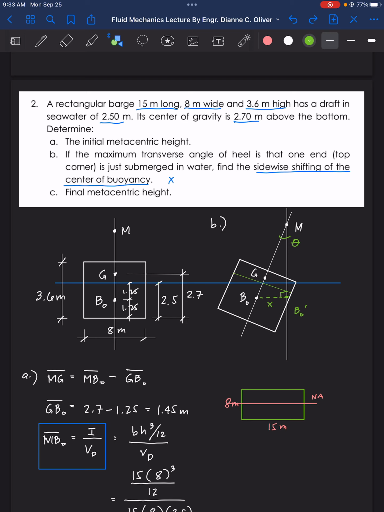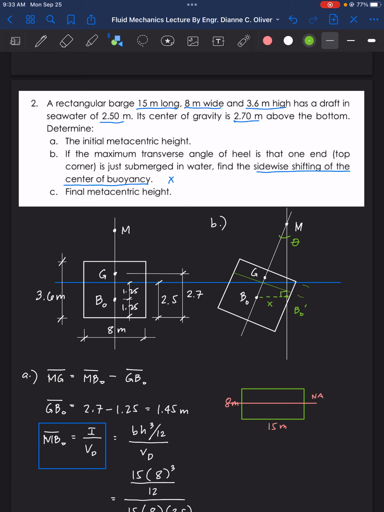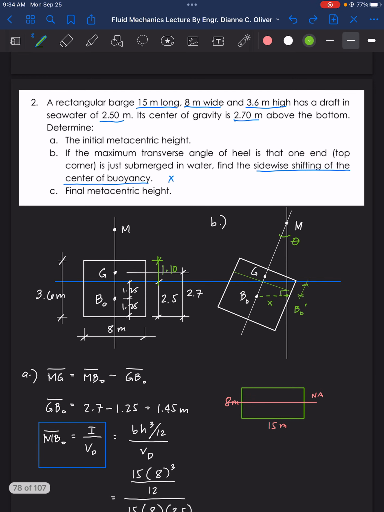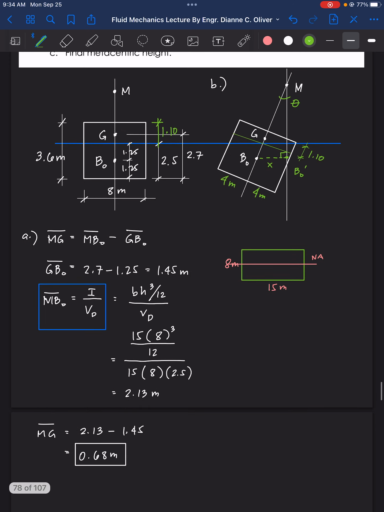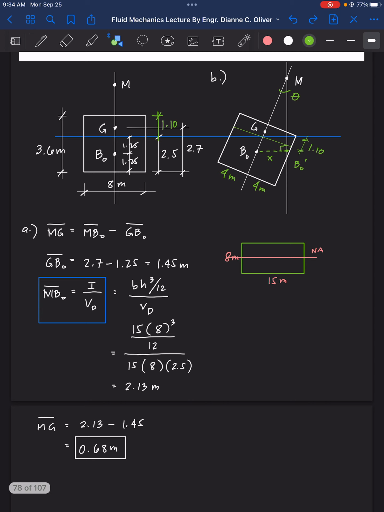So the distance here, the submersion here, what's the value of this? We can find that the value there is 3.6 minus 2.5. That is 1.10. So this is also 1.10. And since this is our base, 8 meters, we can divide it into 2, 4 meters and 4 meters. Now you can find here the triangle. Let's use that triangle in solving for the angle.